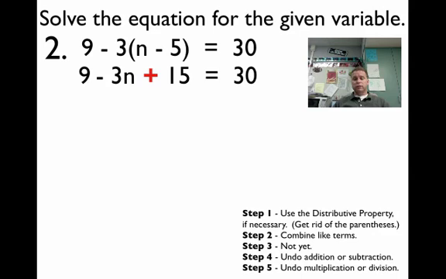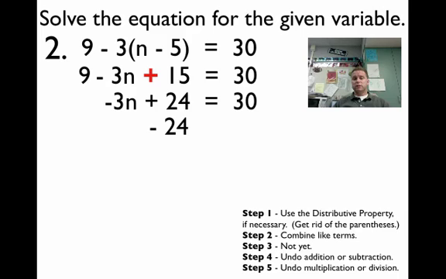Step 2, look for like terms. The terms in this case are a positive 9, look at what's in front of the 9, a negative 3n, and a positive 15. So when we're looking for like terms, we're looking for the same variable. In this case, we only have one term that has a variable, that's the negative 3n, and we're looking for numbers that don't have any variables. In this case, we got the positive 9 and the positive 15. So we can combine that positive 9 with the positive 15, and that'll give us 24. Bring down the negative 3n, bring down the 30.